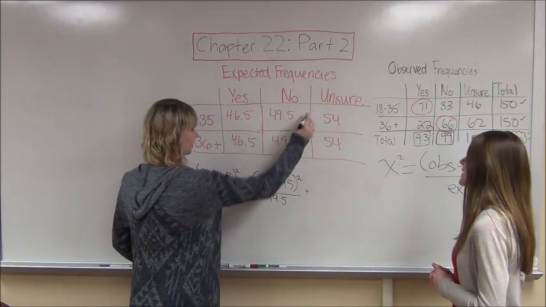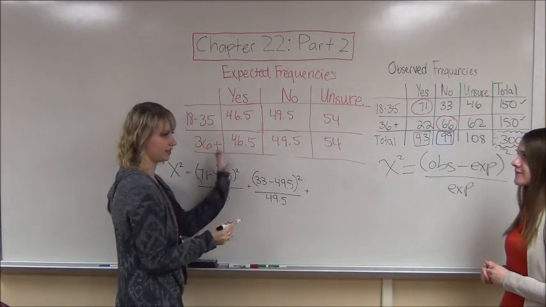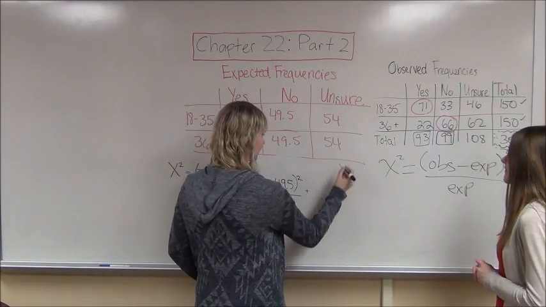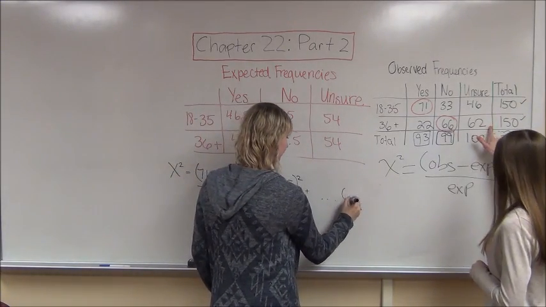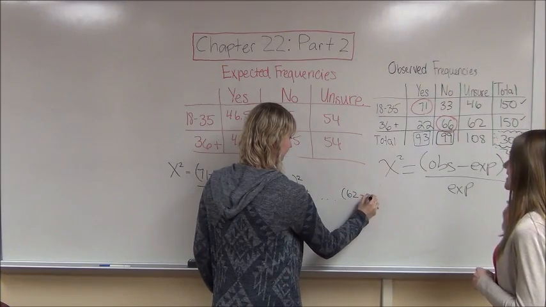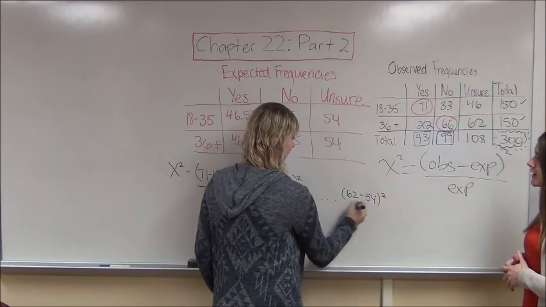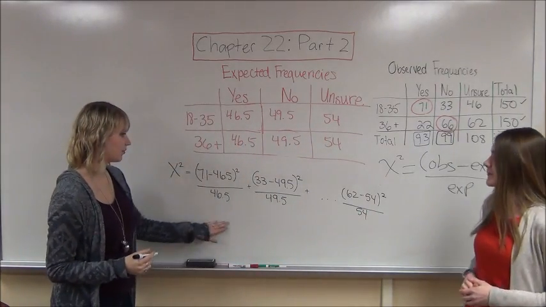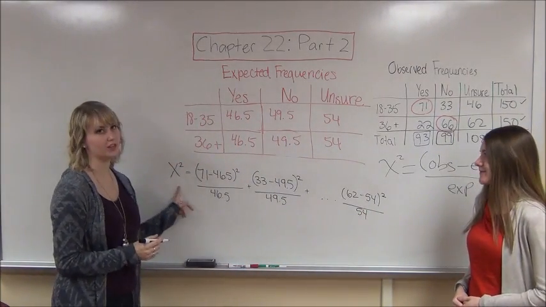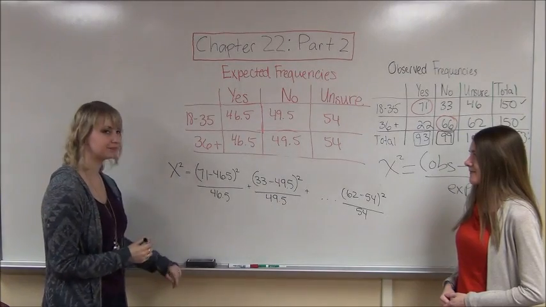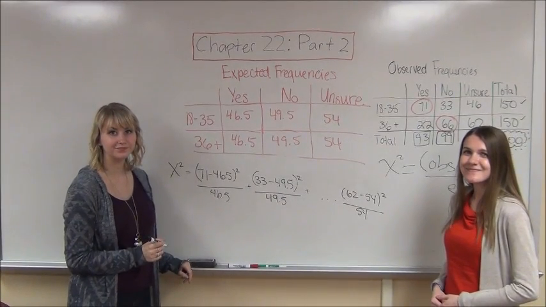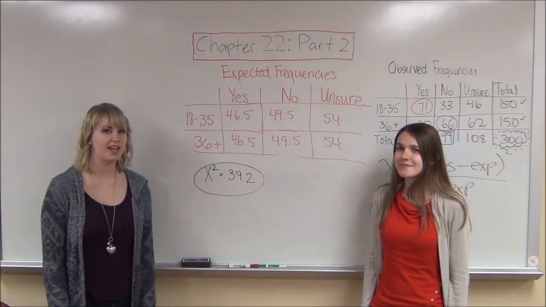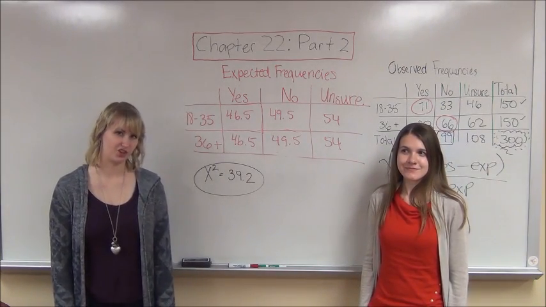And we're going to keep adding every single box together, getting each of those individual chi-squares and adding them together until we get our last one, which is 62 minus 54 squared divided by 54. So then after we add up all of these, we'll have just one number for the chi-square. So now we have a value for chi-square, which is 39.2, but we can't yet say whether or not we can accept or reject the null.